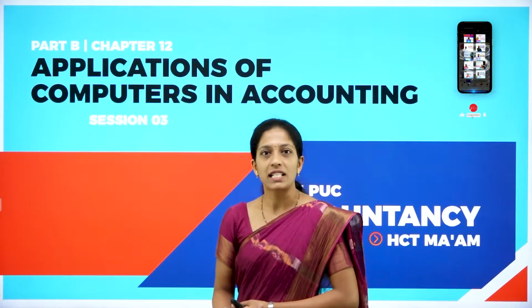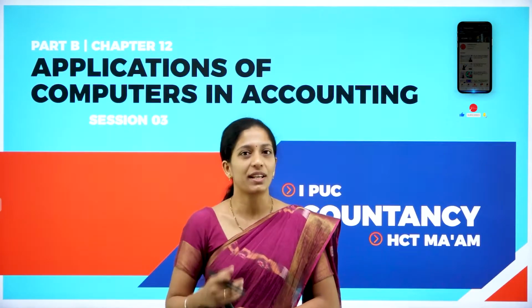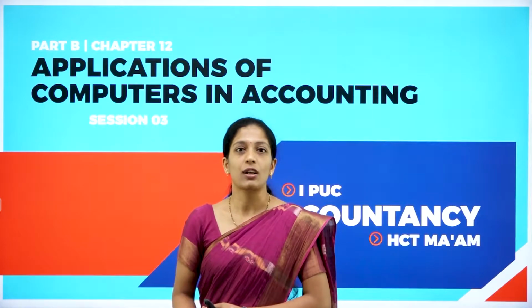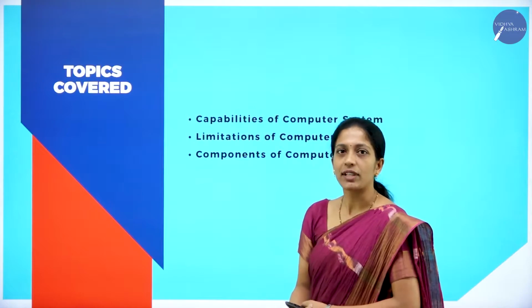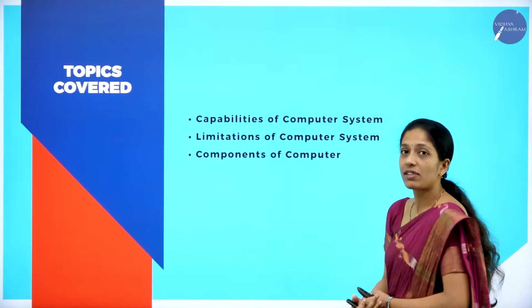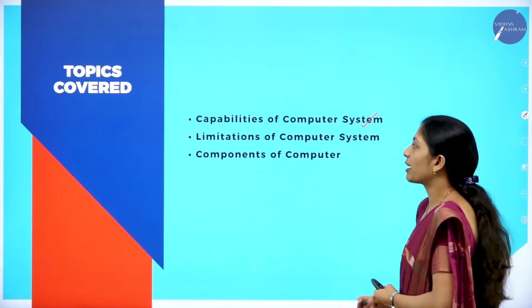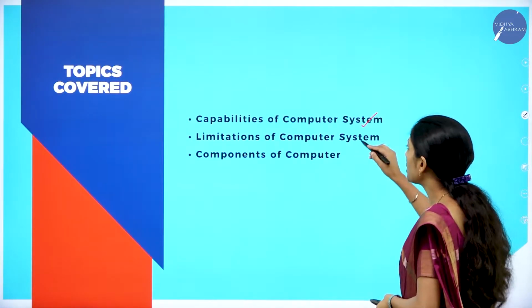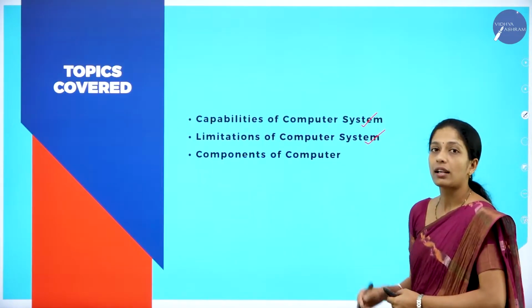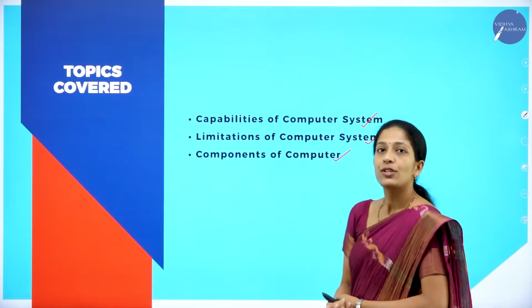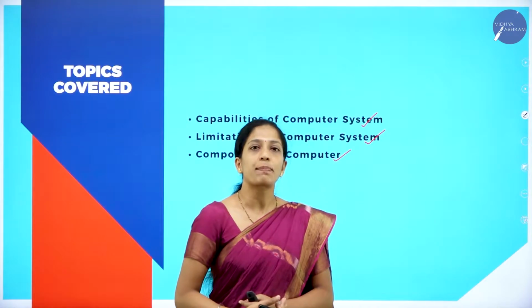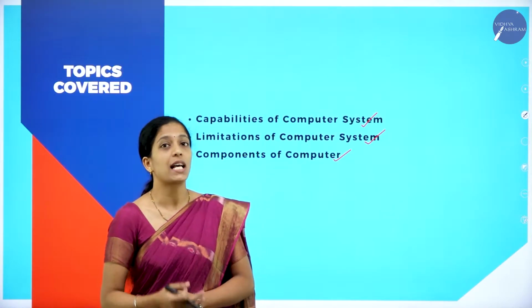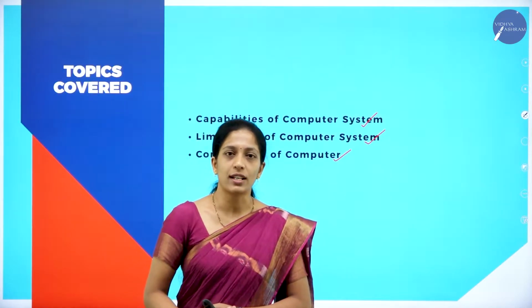So already we have discussed a few of the concepts in our previous sessions. So let us quickly recall what we have discussed in the previous session. In the previous session I covered the capabilities of computer system, then limitations of computer system and components of computer. As I've already told you, this is a small chapter where you can expect only 1, 2 as well as 5 marks practical oriented question.